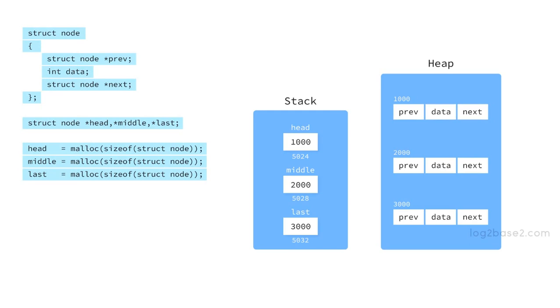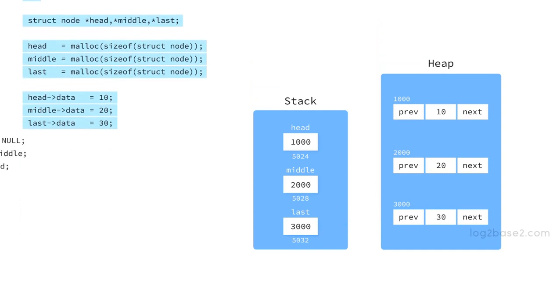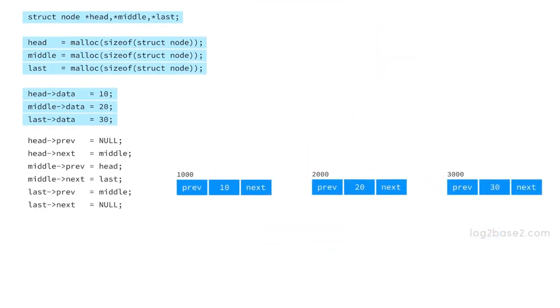Next, we need values in the nodes. So let us assign values 10, 20 and 30 to these nodes. So the values will be stored in the data part. So write head data equal to 10, middle data equal to 20 and last data equal to 30. So now we have the nodes with values. The next step is to link these nodes. That is, the linked list should be like head node, middle node, last node.